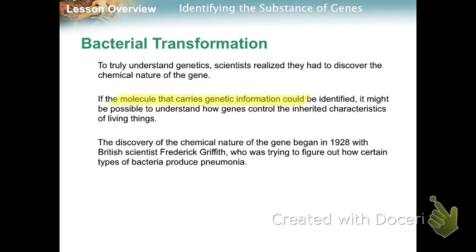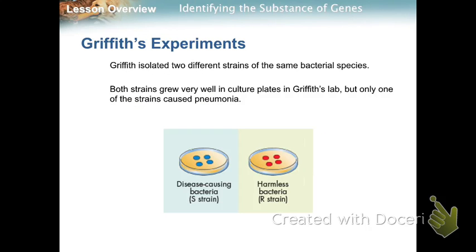The beginning of that discovery started in 1928. Scientist Frederick Griffith was trying to figure out how certain types of bacteria produce pneumonia in the organisms they infect. He took a look at two different strains of the same bacterial species. A lot of people say strands of a bacterial species, but it's two different strains. These strains grew as they were cultured, but only one of them caused pneumonia.